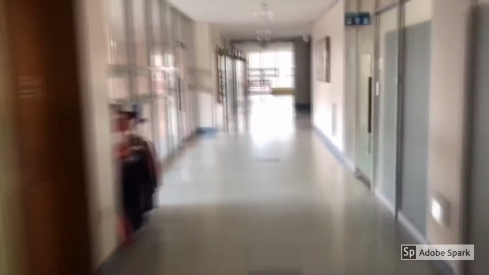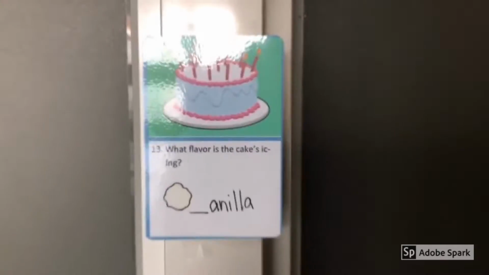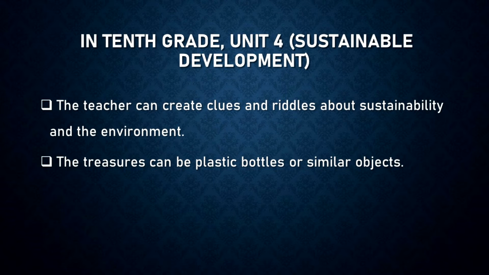Another type of hunt is scavenger hunt, which is similar to treasure hunt, but the latter is based on solving cryptic clues rather than just following instructions like scavenger hunt. Adding to that, in scavenger hunt, students win by getting points, and in treasure hunt, students win when they finish the hunt. With 10th graders in the unit of Sustainable Development, the teacher can create clues and riddles about sustainability and the environment, and the treasures can be plastic bottles or similar objects.